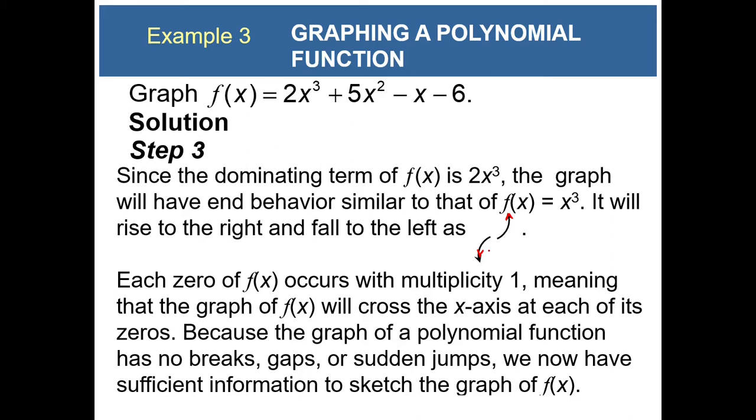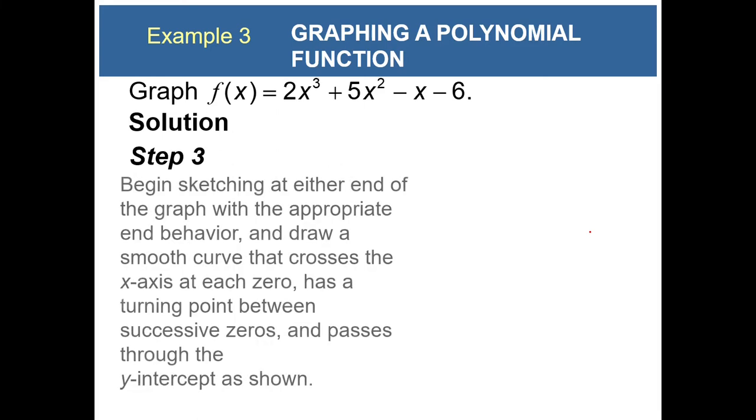Each zero of f of x occurs with a multiplicity of 1, meaning that the graph of f of x will cross the x-axis at each of its zeros. Because the graph of a polynomial function has no breaks, gaps, or sudden jumps, we now have sufficient information to sketch the graph of f of x. Begin the sketch at either end of the graph with the appropriate end behavior, and draw a smooth curve that crosses the x-axis at each zero, has a turning point between successive zeros, and passes through the y-intercept as shown.